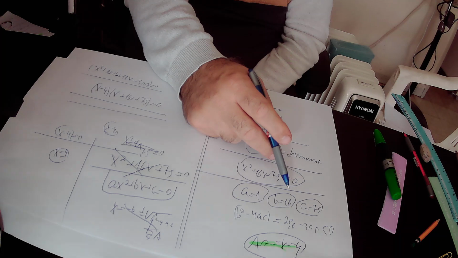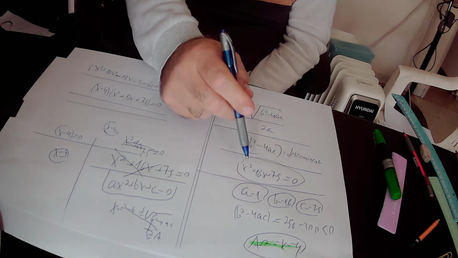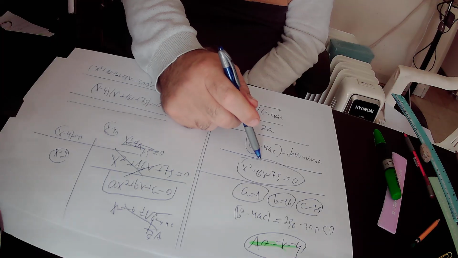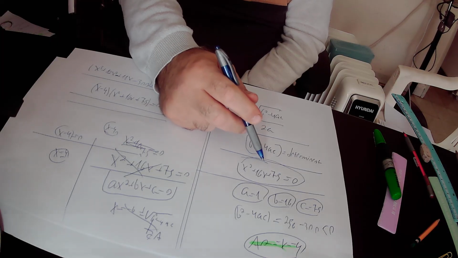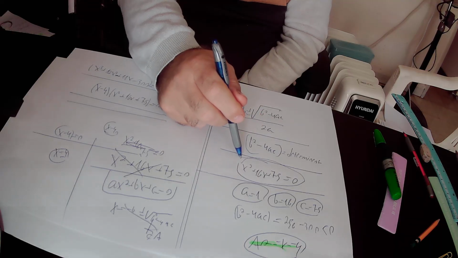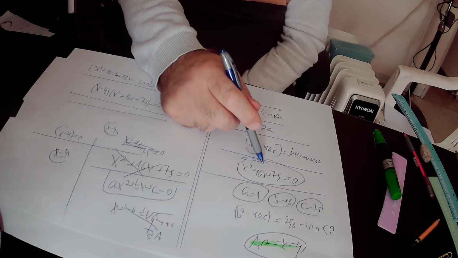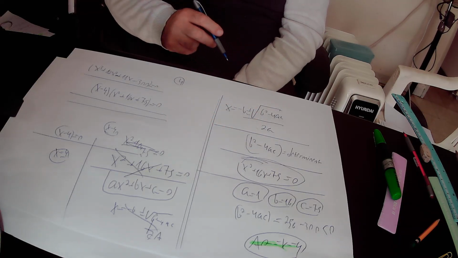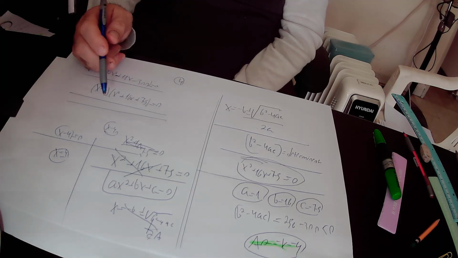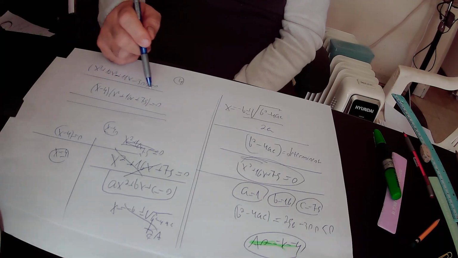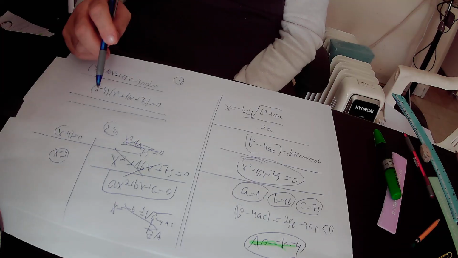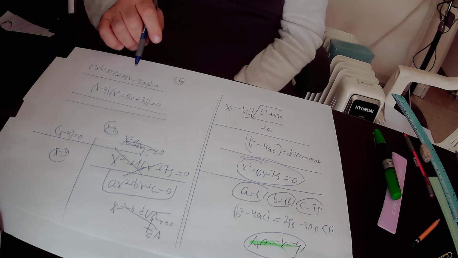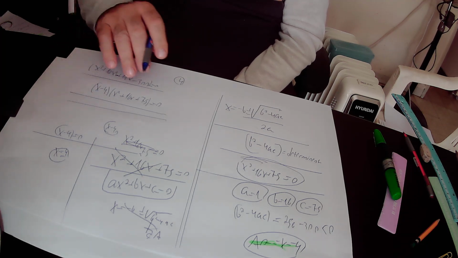256 minus 300 is a negative number. That is to say, the determinant of our specific quadratic equation, x squared plus 16x plus 75 equals 0, is negative, and so this quadratic equation has no solution at all. And therefore, the second solution to this equation is the incorrect solution. And we're left with the only solution that is possible for this equation, that x equals 4.